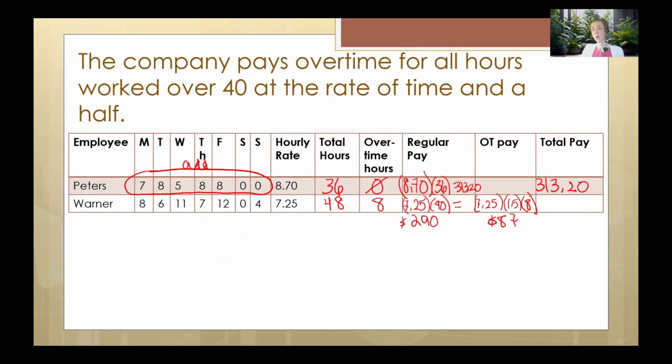So then to figure out the total pay, we're going to do 290 plus 87, and that will give us $377. Okay. All right. Any questions on that one?